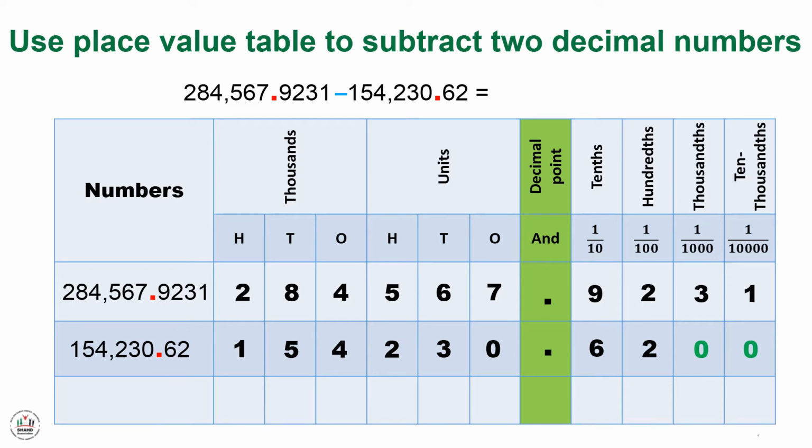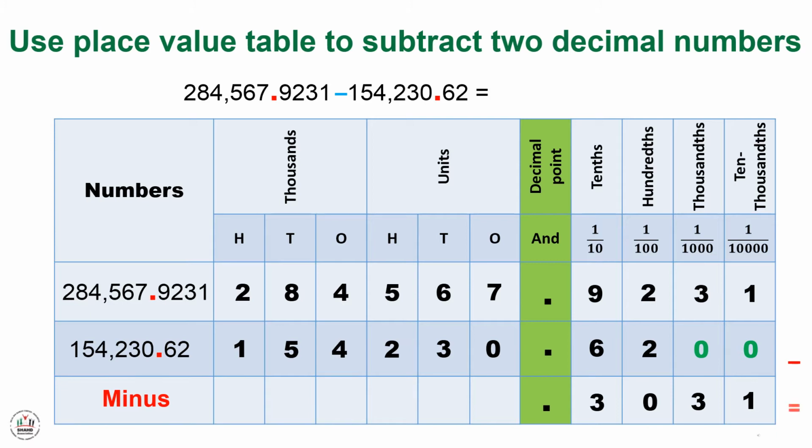Now start with the subtraction operation. So we start from right to left. So 1 minus 0 is equal to 1. 3 minus 0 gives me 3. 2 minus 2 is equal to 0. 9 minus 6 is equal to 3. Then we put point below point.